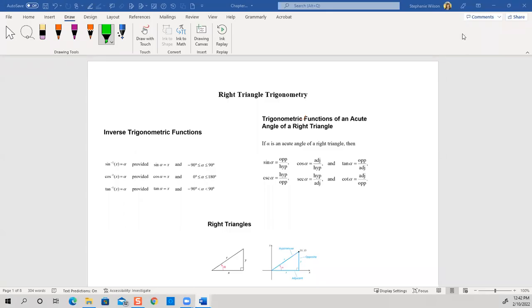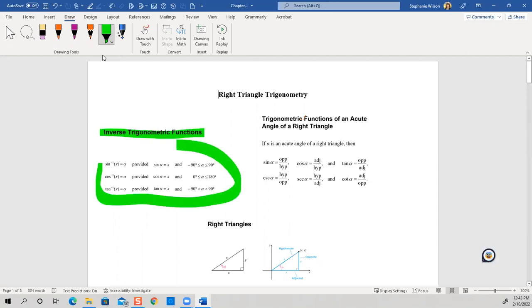Right triangle trigonometry. So we have some inverse trigonometry functions, and here are 3 important ones right here. Let me explain to you right quick. If I have sine of alpha equals x, and I want to know what alpha is, then I need to take the inverse of both sides of sine in order to get alpha by itself. And when I do that, I get this. Alpha is equal to sine inverse of x.